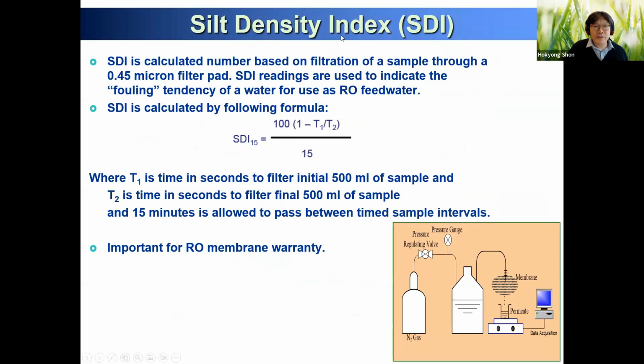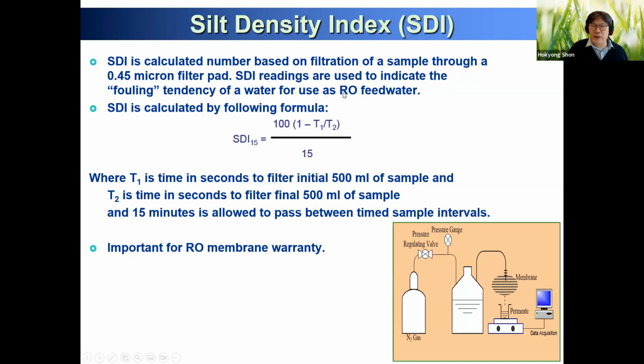So we just say silt density index. What's the silt density index? SDI is a calculated number based on filtration of a sample through a 0.45 micrometer pad. SDI readings are used to indicate the fouling tendency of a water for use as RO feed water.